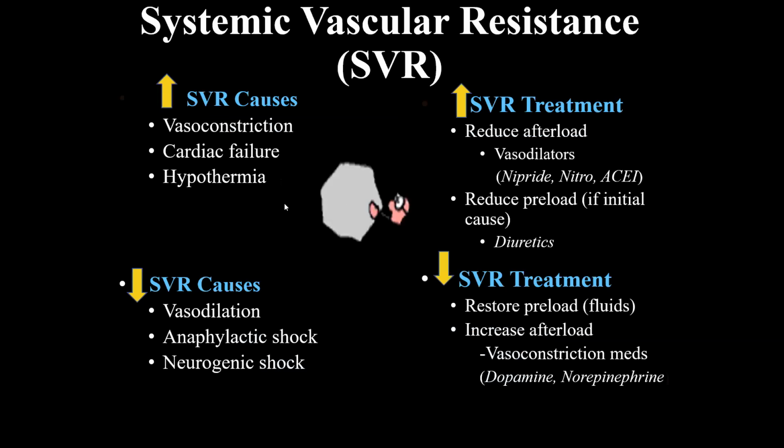Yeah. So causes of increased SVR: hypothermia, cardiac failure, vasoconstriction. Massive vasoconstriction for whatever reason. What do we do? We reduce afterload with vasodilators. And if it's a volume issue, we're going to reduce volume with diuretics. Now, there are venous vasodilators and there are arterial vasodilators.